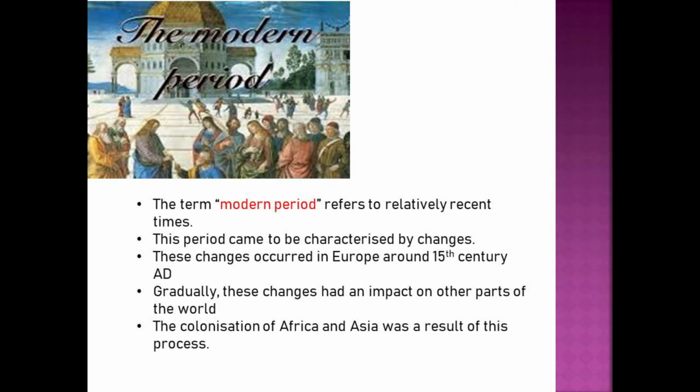What is modern period? Actually, the term modern period refers to relatively recent times. This period came to be characterized by changes such as the expansion of trade, industrialization, urbanization, swift transport and communication, widespread literacy, democratic political systems based on ideas like liberty and equality, and large-scale migration of people in search of new occupations. These changes began in Europe around the 15th century AD.